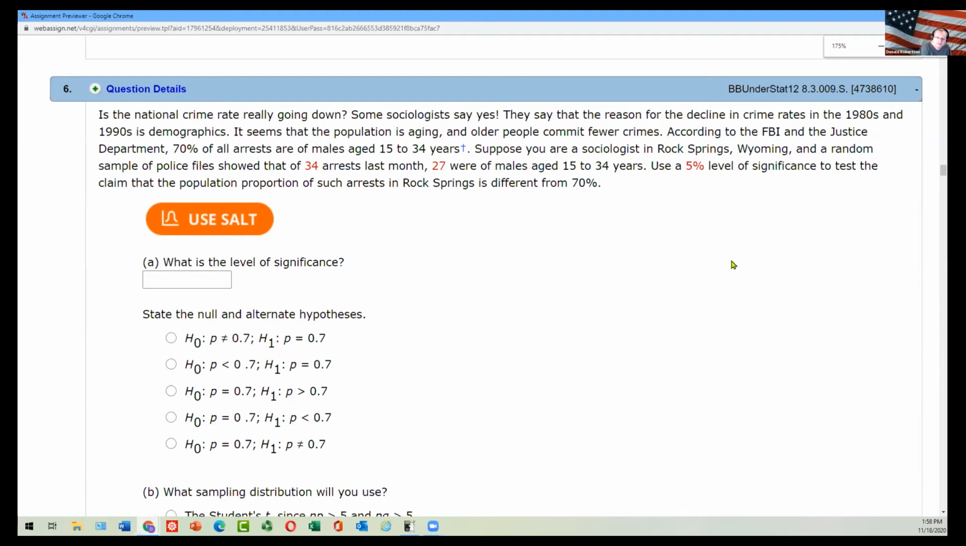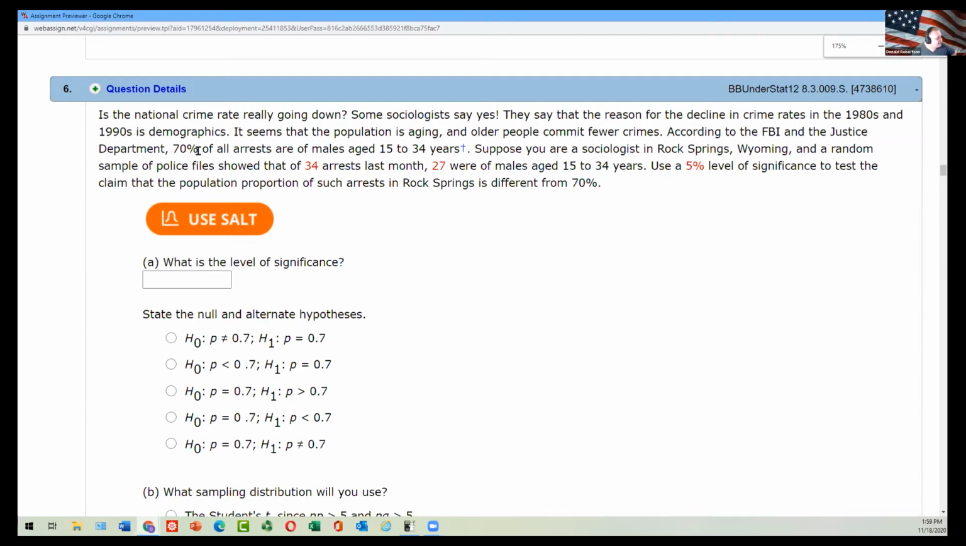That has a big effect because according to this, most people commit crimes between the ages of 15 and 34. So if you had an awful lot of young people, you'd probably have a high crime rate, and with an awful lot of old people, quite a low crime rate. That's what sociologists are saying, that the reason there's less crime is just that we're getting older as a country. Okay?